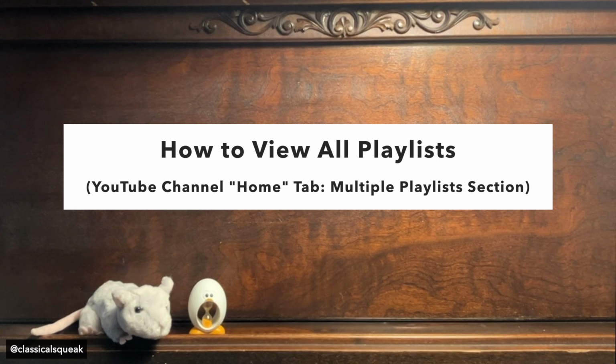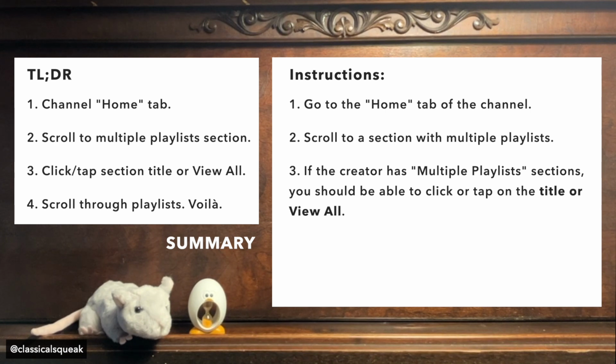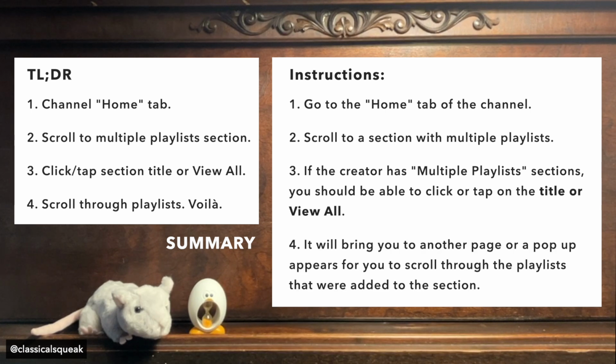The quick summary is go to the creator's channel home tab, scroll to the appropriate section. If they have a multiple playlists section, you'll be able to tap or click the section title or view all, depending on what options you see. It'll bring you to another page and pop-up box so you can scroll through multiple playlists. If you want to see it on different devices, I'll walk you through in a moment.